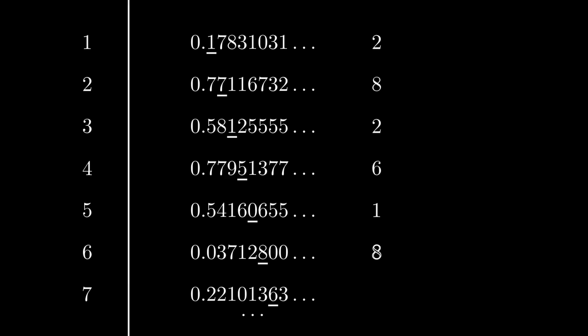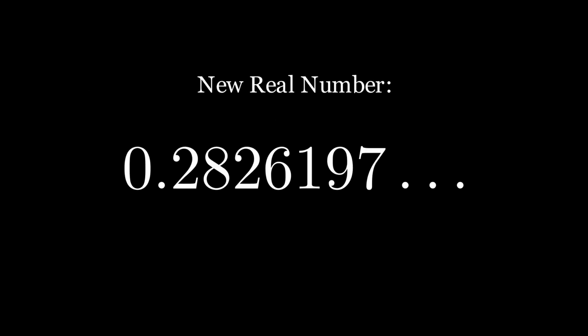Well, this new number that we have formed will differ from each number in the list by at least one digit. And so this is a new real number, which is nowhere in the list. And so we have created a new number which cannot be labeled by a natural number.